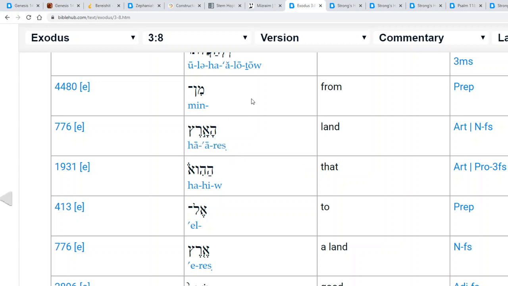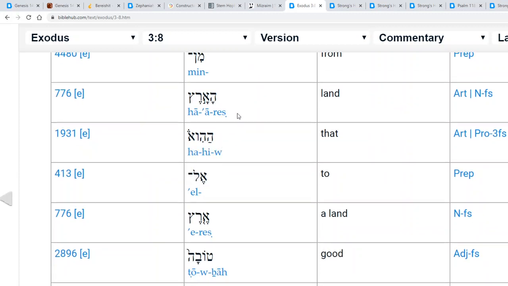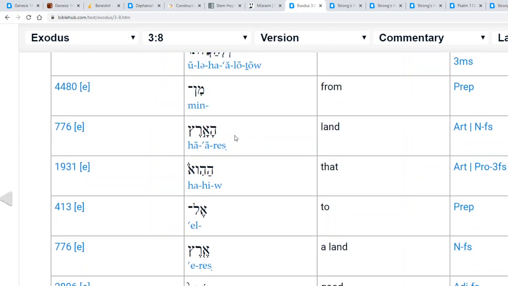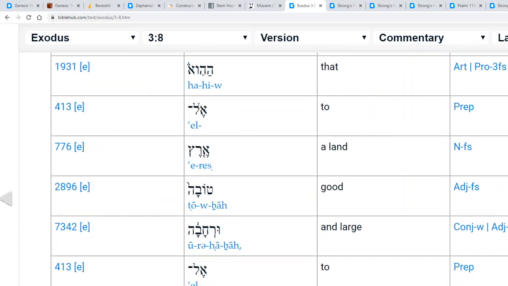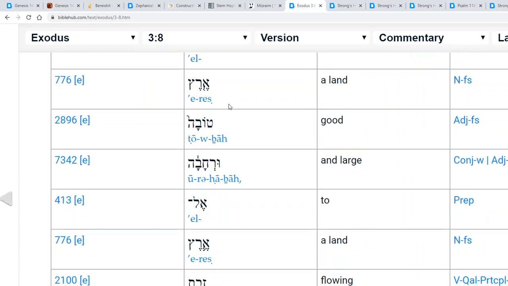So this is hahi. The Eretz, land, is feminine singular, so this is using the feminine singular pronoun, and so hahi. This pronoun is actually being used as kind of a preposition or adjective, right? So it's that land. This is a construction we see in Hebrew: that land, that specific land, right?